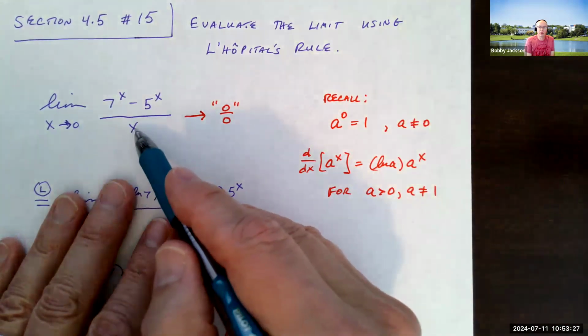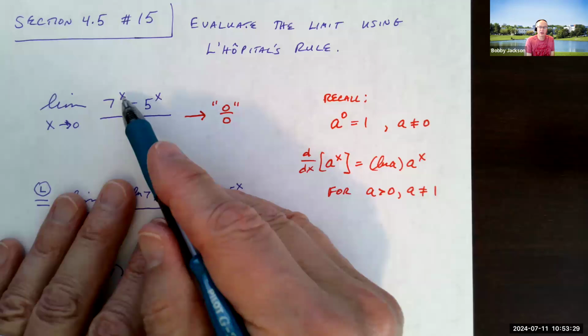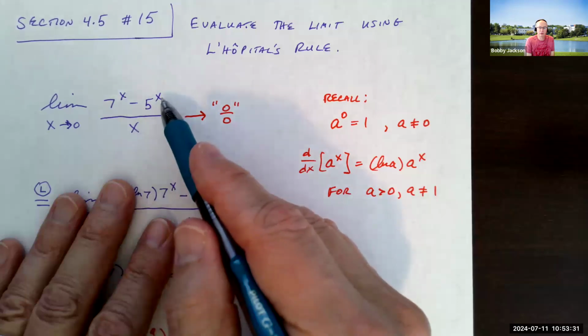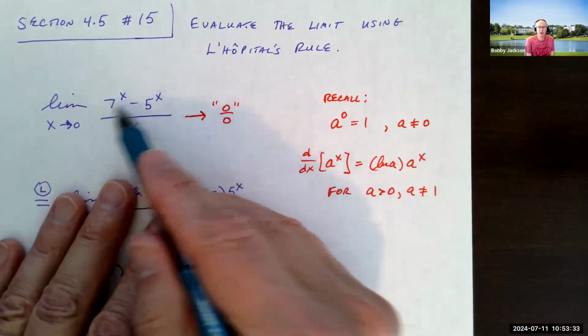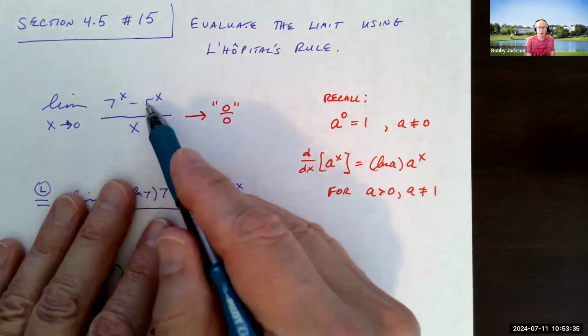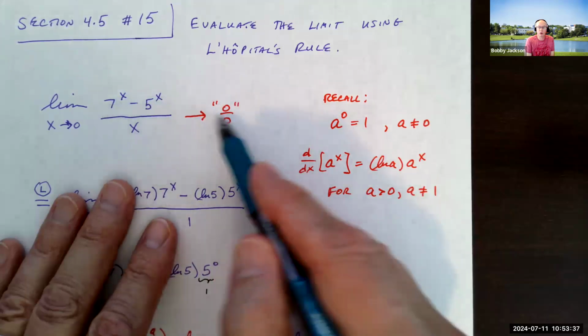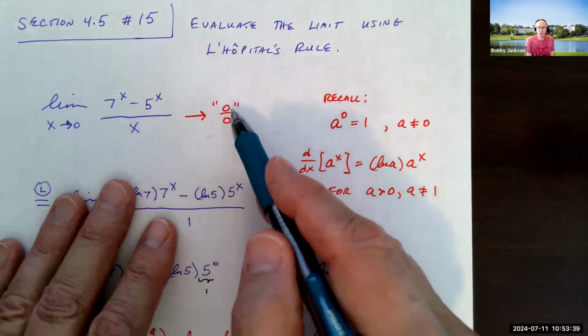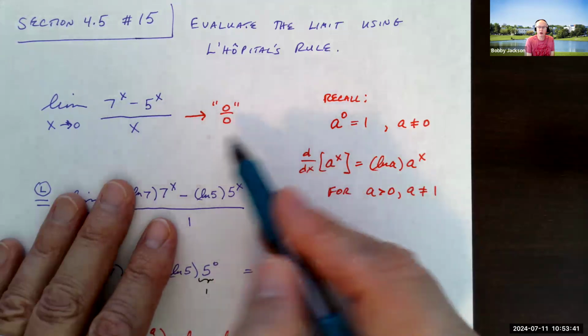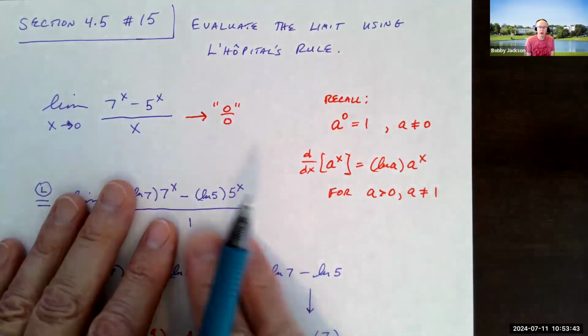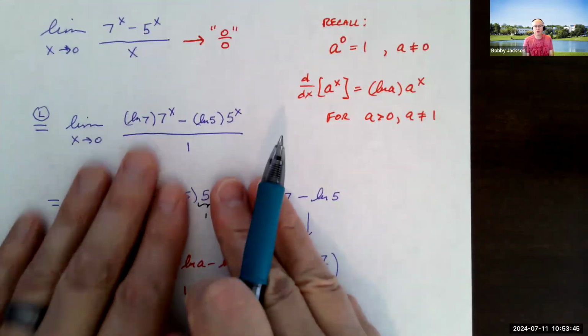Well, obviously in the denominator, we're going to 0. 7 to the 0 is approaching 1. 5 to the 0 is 1, right? So the top is approaching what? 1 minus 1, which is 0. So guess what? We're in L'Hopital rule form. Remember L'Hopital rule form, 0 over 0 or infinity over infinity. Okay, so I can now apply L'Hopital's rule.